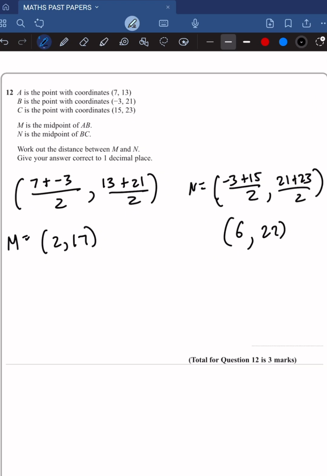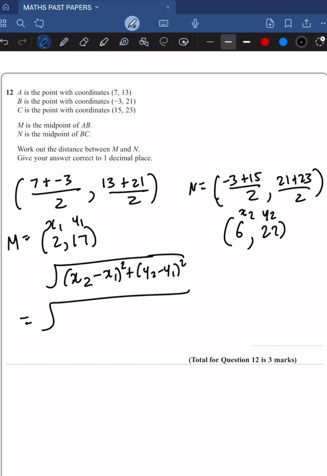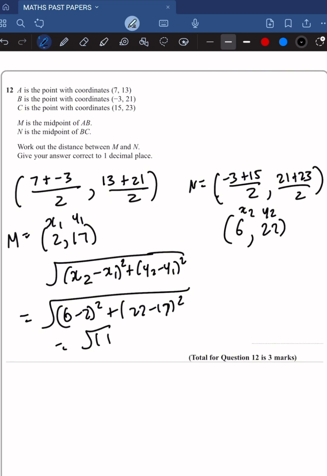Now, to work out the distance, we use our formula. So let's go x1, y1, x2, y2. So it's going to be the square root of (x2 minus x1) whole squared plus (y2 minus y1) whole squared. So the square root of (6 minus 2) squared plus (22 minus 17) whole squared. Put that in the calculator. The square root of 4 squared plus 5 squared is, of course, root 41, which is 6.4, because this is 1 decimal place.